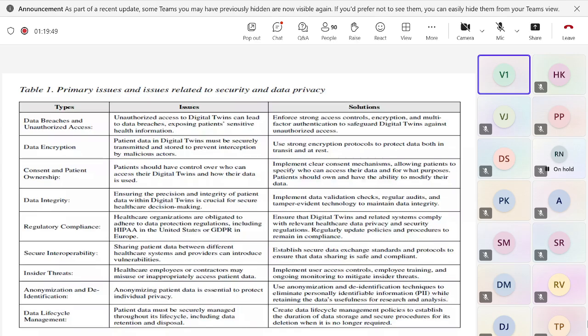For example, if we take data encryption, in terms of how it is going to be intercepted by malicious actors, the solution is going to be strong encryption protocols to protect data and to reduce risk. These are all the challenges. Whenever we talk about challenges, there is always a way forward to look onto it, how it is going to be implemented as a solution. That's about issues related to security and data privacy.